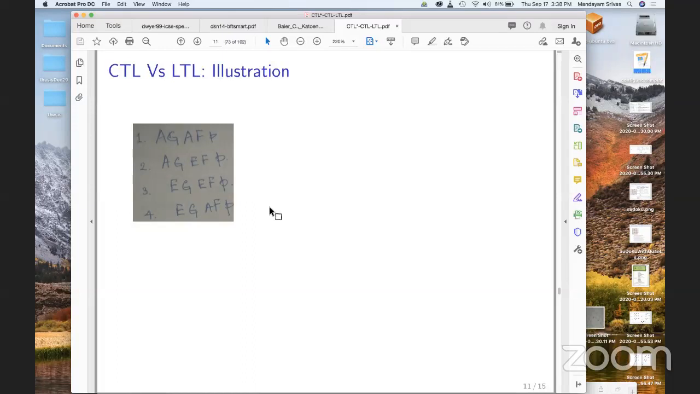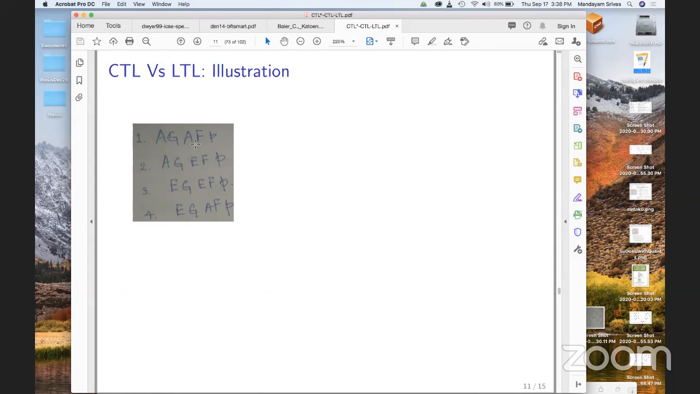Consider these 4 properties. When you remove the quantifiers, they are all GF. So you already saw GF in the last example. What does the LTL property GF of P signify? Certain property occurs infinitely many times. Correct.